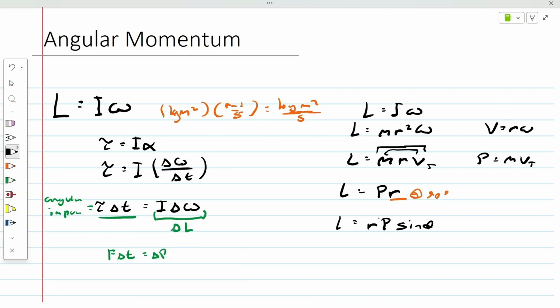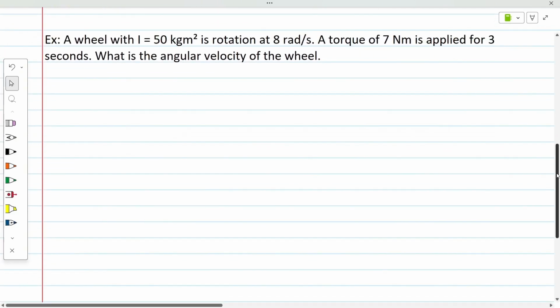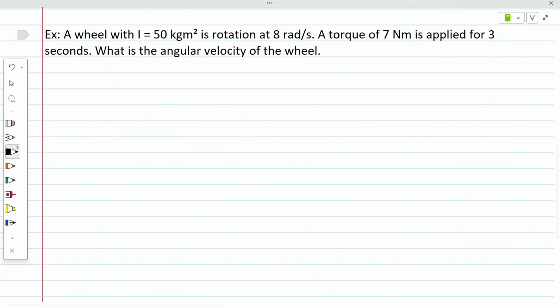Okay, so let's look at an example using these angular forms of momentum. We have a wheel with 50 rotational inertia, it's rotating at 8 radians per second. A torque of 7 Newton meters is applied for 3 seconds. What is the angular velocity of the wheel?